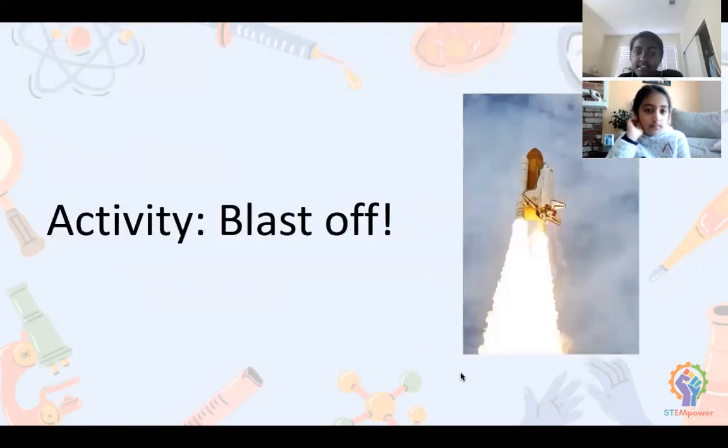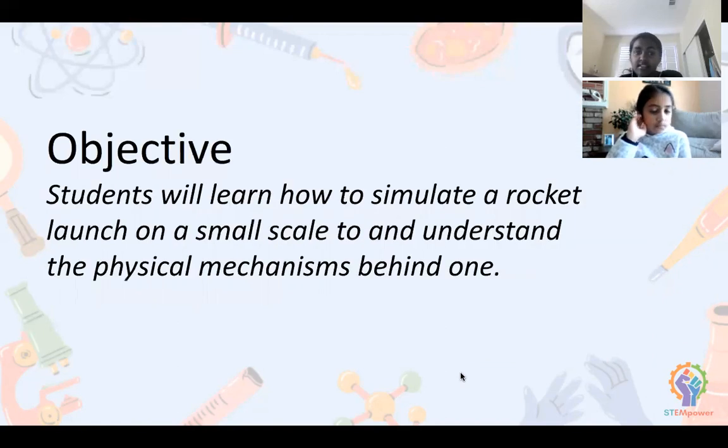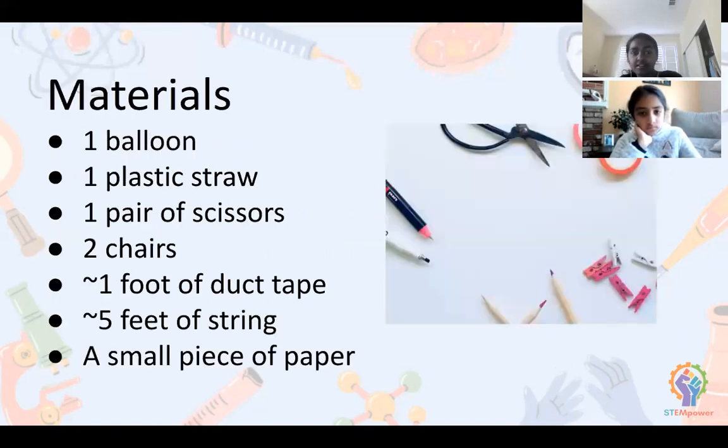So this is our first activity, and in this activity we'll learn how to simulate a rocket launch on a small scale and understand the physical mechanisms behind one. So for this activity we'll basically be making a rocket out of balloons. So here are the materials that we're going to need. I'll give you a few minutes to gather all of this.